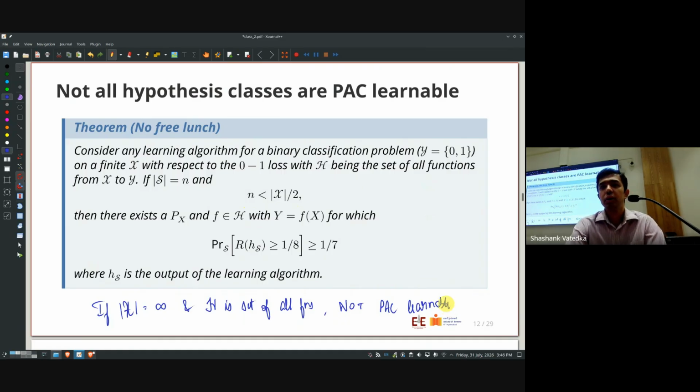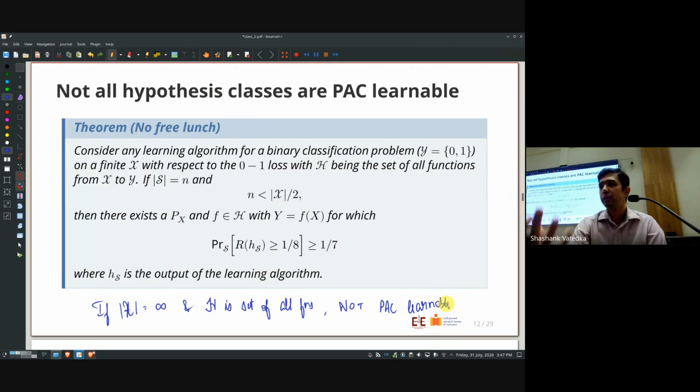Because essentially what happens is that your class of functions is too rich, so no matter which learning algorithm you choose, it is going to overfit, and there is going to be some distribution, some ground truth, for which you achieve an arbitrarily large error. So that's a fundamental limitation. And again, this is posed only for binary classification, but similar things happen both for regression as well as multi-class classification.